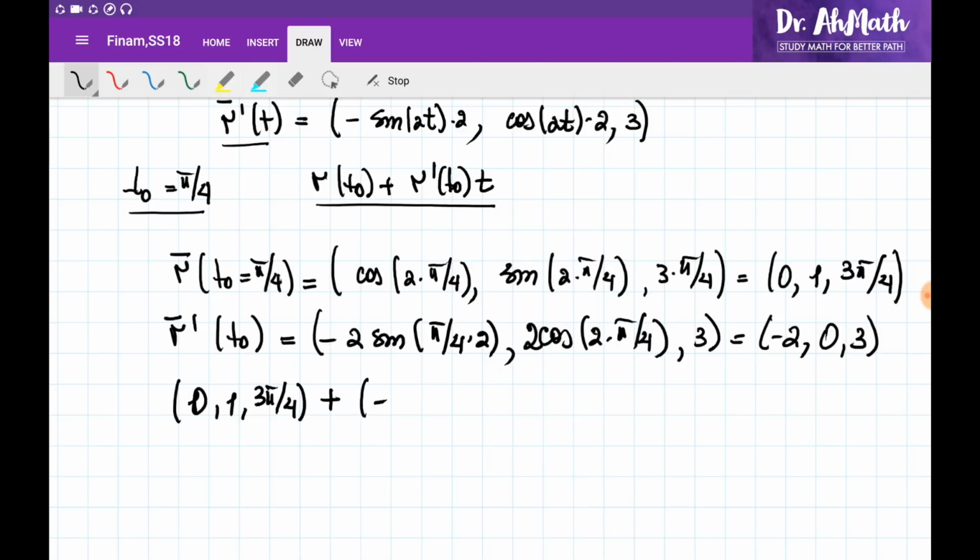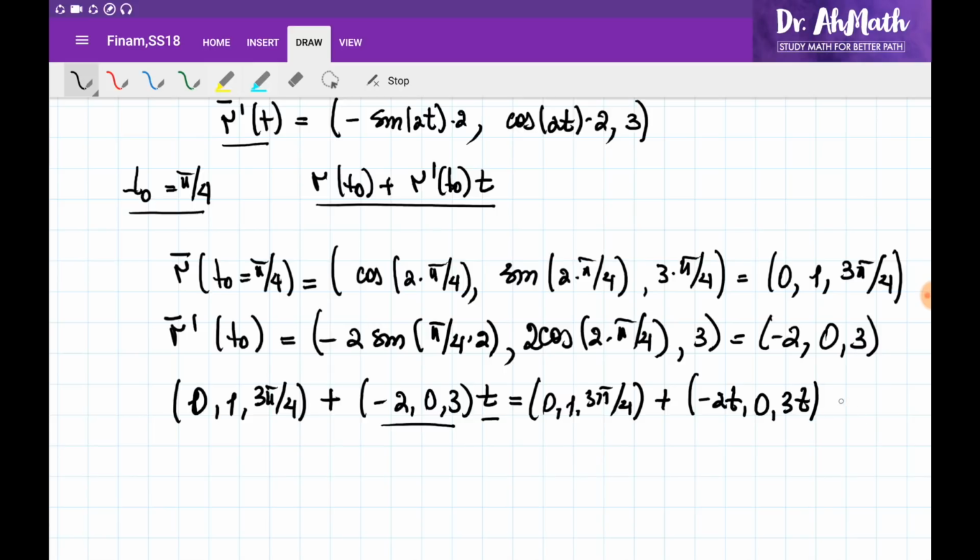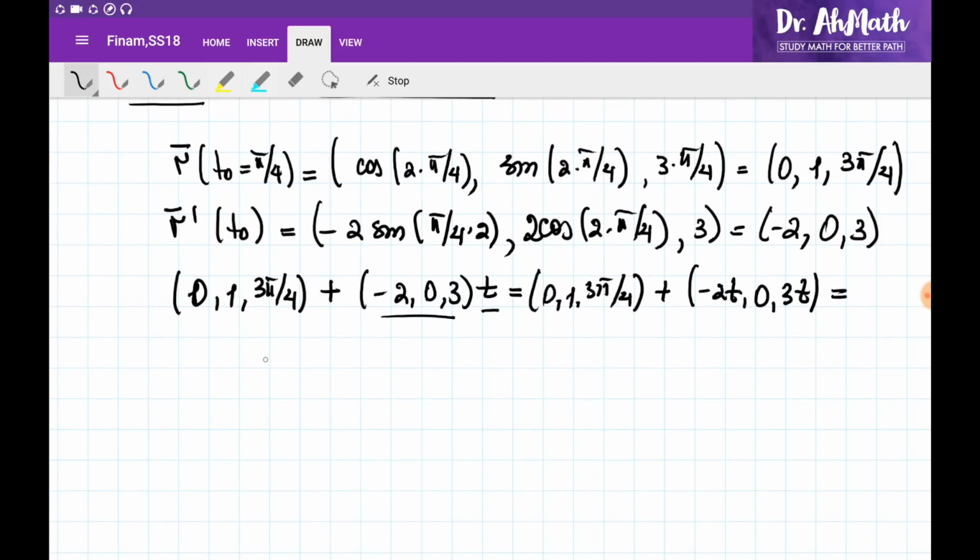plus another vector minus 2, 0, and 3 multiplied by t. So if we multiply this vector by this t, each component of this vector is multiplied by t: minus 2t, 0, and 3t. Now we can add these two vectors component-wise. It's going to be minus 2t, 1, and 3t plus 3 pi over 4.